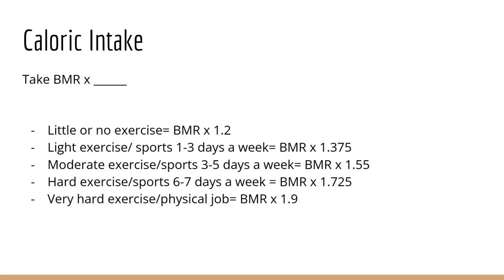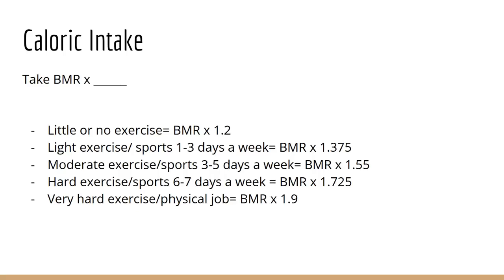So for caloric intake, you take your basal metabolic rate that we just found, and you are going to look and tell us, do you have little or no exercise in your daily life? Light exercise where sports are 1 to 3 days a week, moderate exercise where sports are 3 to 5 days a week, hard exercise where sports are 6 to 7 days a week, or do you have a physical job and you have very hard exercise every single day? Each of these categories has a certain number that corresponds with your exercise intake. So think about what your intake would be.